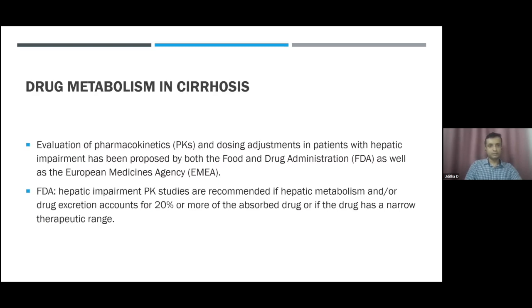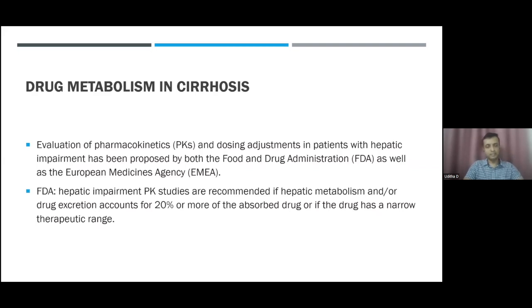Because of that, drug authorities like the Food and Drug Administration in the USA and the European Medicines Agency have proposed that you need to evaluate the pharmacokinetics and the dosing adjustments for most drugs in patients with hepatic impairment. This is a relatively new thing, not exactly new. For example, the FDA recommends hepatic impairment studies if there is hepatic metabolism or hepatic drug excretion which accounts for more than 20% of the absorbed drug, or if the drug has a narrow therapeutic range.